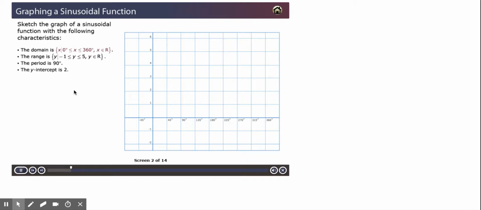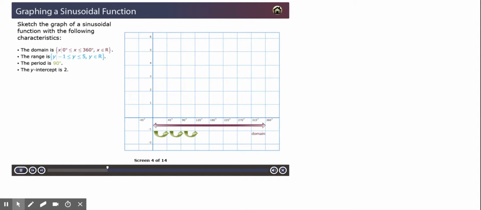The domain indicates that the graph will show all the values of x between 0 degrees and 360 degrees. We know the period is the length required to complete one cycle. The period in this case is 90 degrees, so we should use increments of 45 degrees on the x-axis.